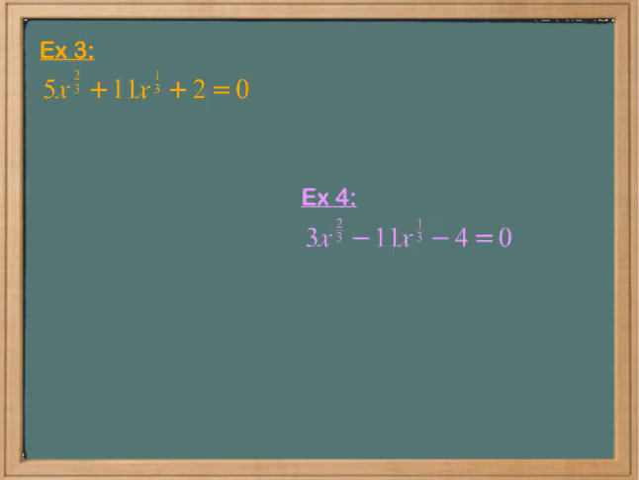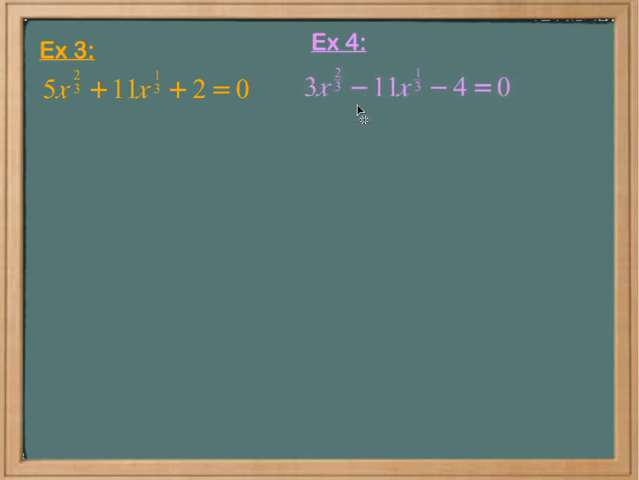Now if we move on to the next set, they look a little bit more complicated. I've got rational exponents: 5x to the 2/3 plus 11x to the 1/3 plus 2. All right, for this one, we're going to have to take a little bit more time, just being careful.